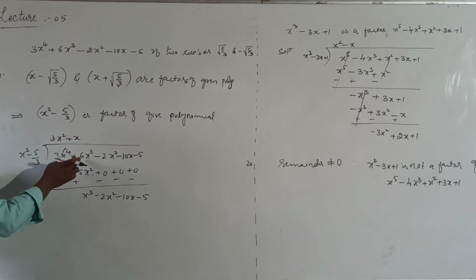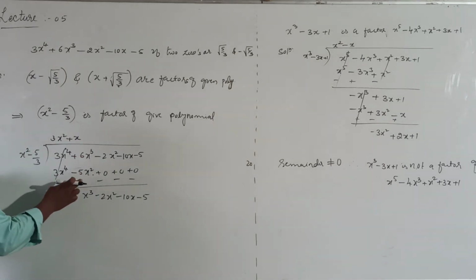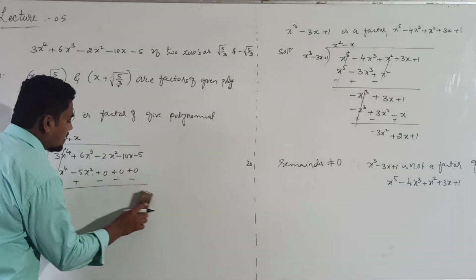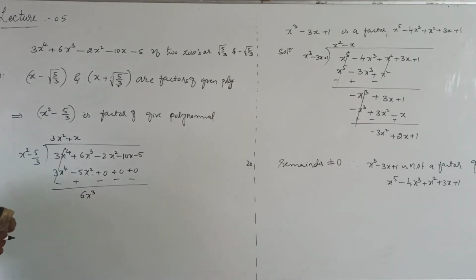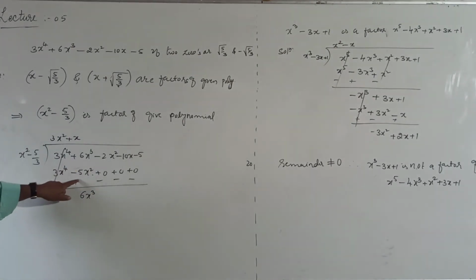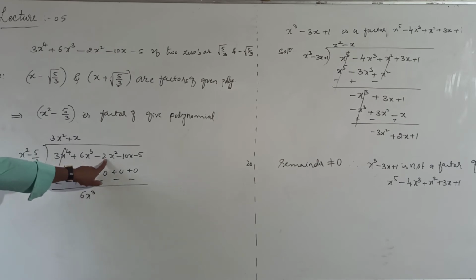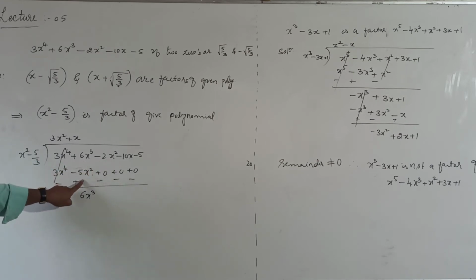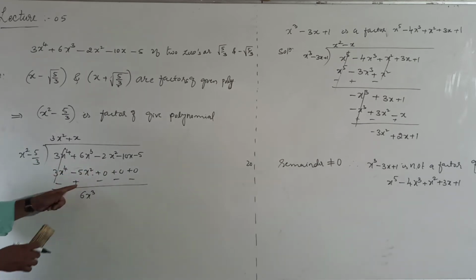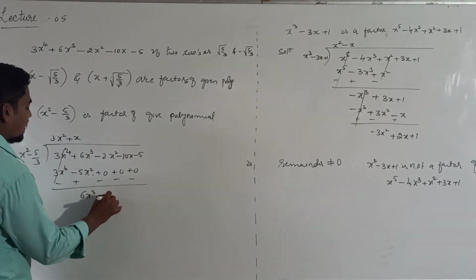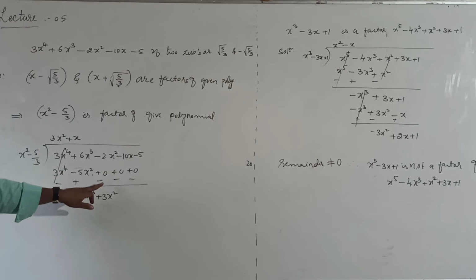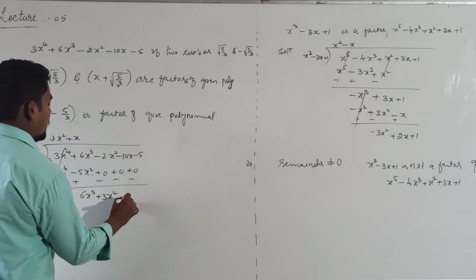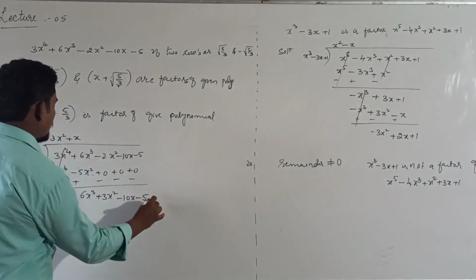Sorry, here 6x cube is there. Just look at this. It will be 6x cube, because here x cube term is not there. Here minus 2x square is there, here plus 5x square, means it is plus 3x square. Next, minus 10x minus 5 as it is.